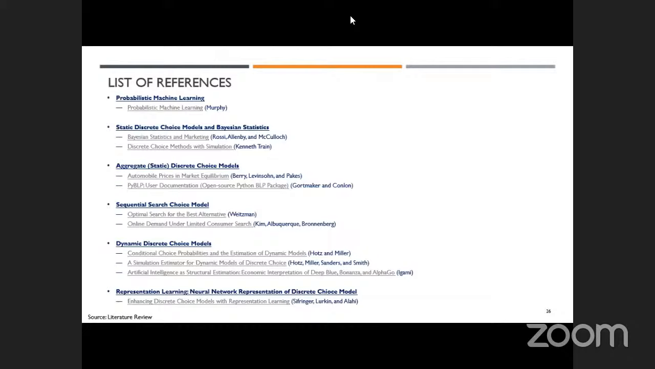Any other questions? A question from Percy. It says attributes could be functions in themselves. Can you please answer that?